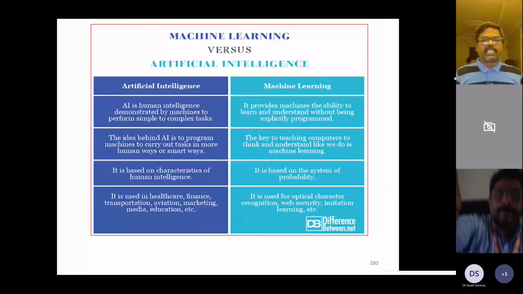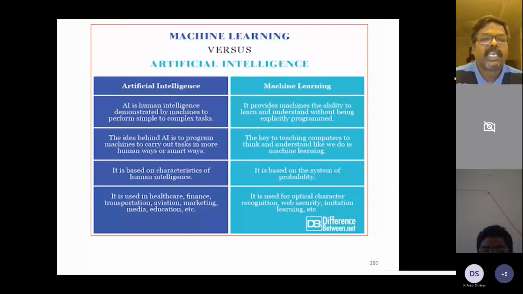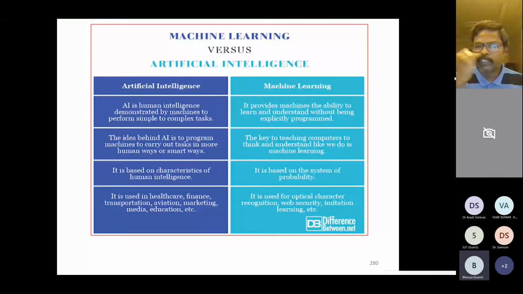Then what is the difference between artificial intelligence and machine learning? AI is human intelligence demonstrated by machines to perform simple to complex tasks, whereas machine learning provides machines the ability to learn and understand without being explicitly programmed. The idea behind artificial intelligence is to program machines to carry out tasks in more human ways or smart ways, whereas in machine learning, the key to teaching computers to think and understand like we do is machine learning.